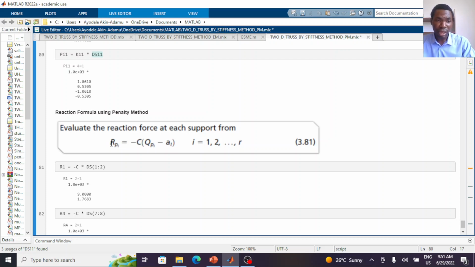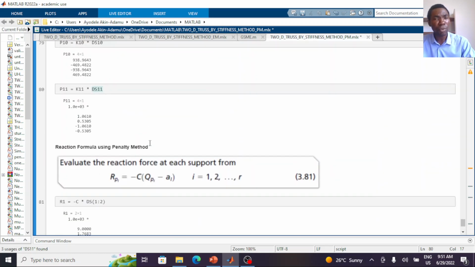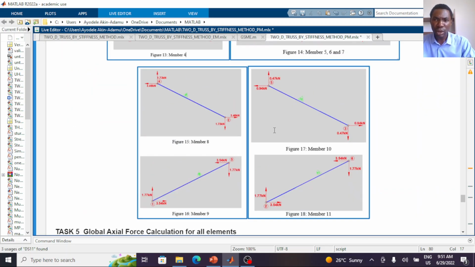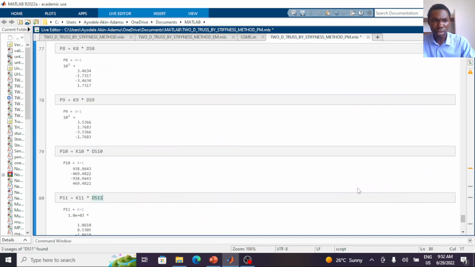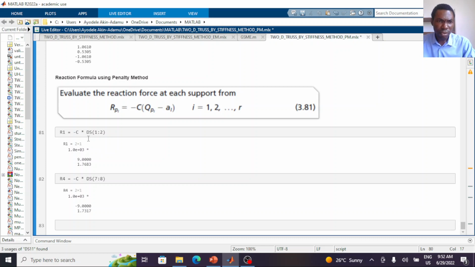So if A is 0, the reaction component will equal minus C multiplied by QP. This QP is the displacement quantity at the node of the support. In our problem, we have two supports at node 1 and node 4. At node 1, the degree of freedom is 1 and 2, and at node 4, the degree of freedom is 7 and 8. So we need the displacement quantity at 1 and 2 and at 7 and 8 to compute the reaction values. I'm denoting R1 as my reaction at node 1.